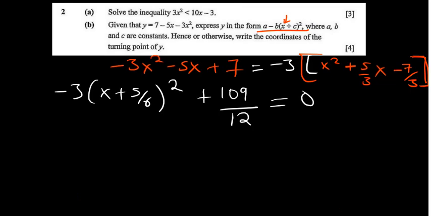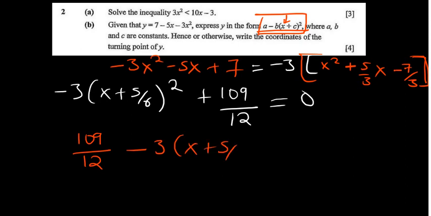Now the question was asking us to write it in the form a minus that, meaning you start with a constant. The constant is 109 over 12, and then minus 3 times x plus 5 over 6 to the power 2. So we have it in that form.